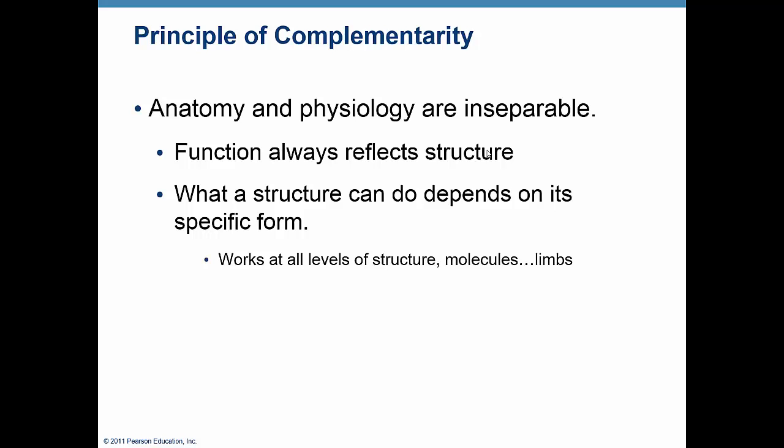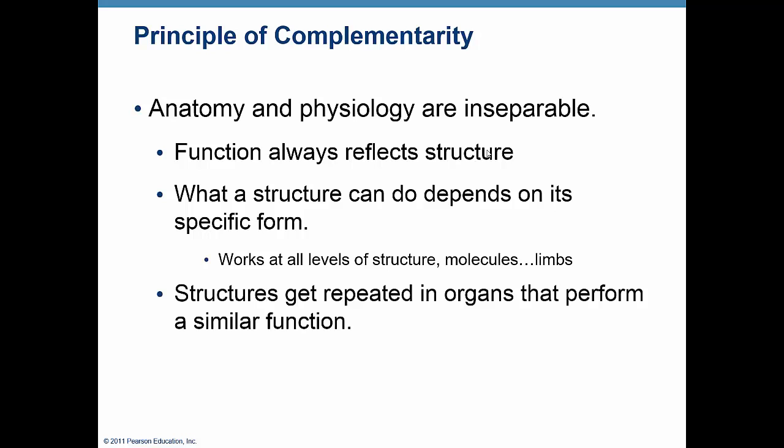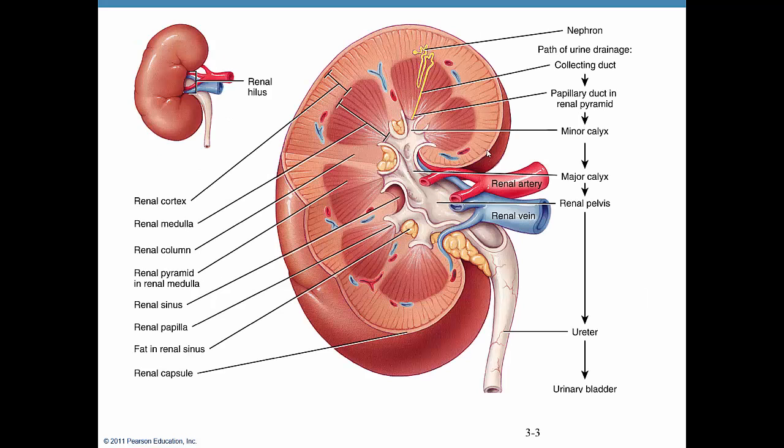And one of the things you need to remember as we go through the year of anatomy and physiology is that this principle works at all levels of anatomy, going from molecules all the way up to something really as big as limbs. And you're also going to see that structures or tissue types will be repeated in organs that perform a similar function. For example, some of you may know what this is.